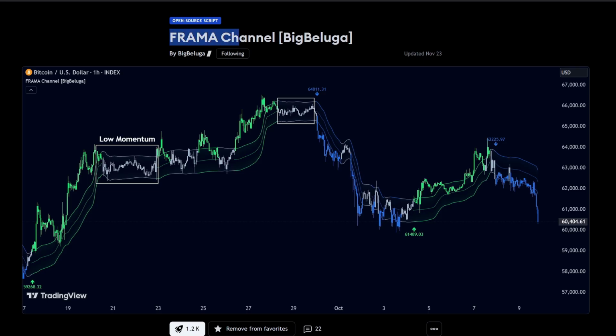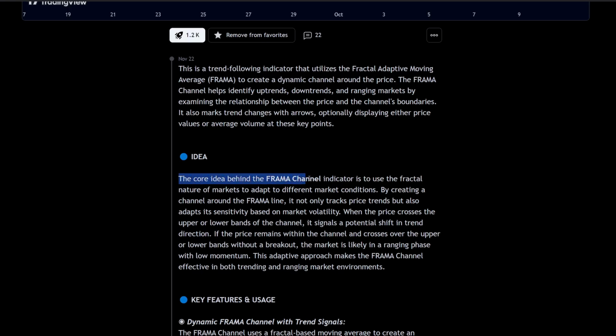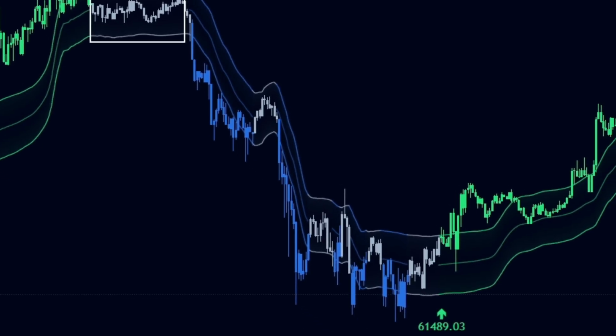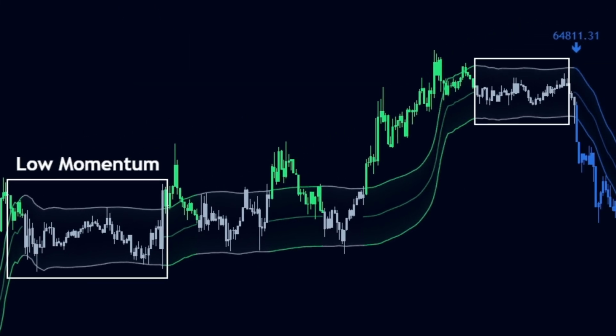So, what exactly is this indicator? The core idea behind the FRAMA channel indicator is to use the fractal nature of markets to adapt to different market conditions. By creating a channel around the FRAMA line, it not only tracks price trends, but also adapts its sensitivity based on market volatility.